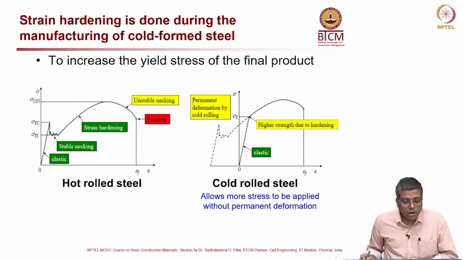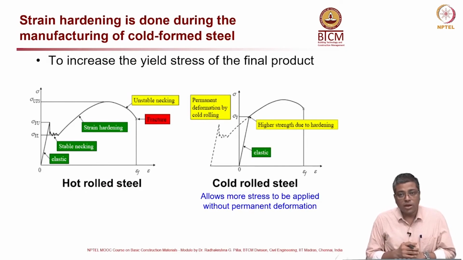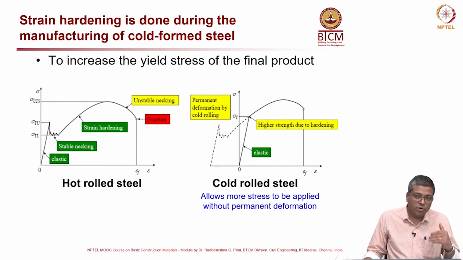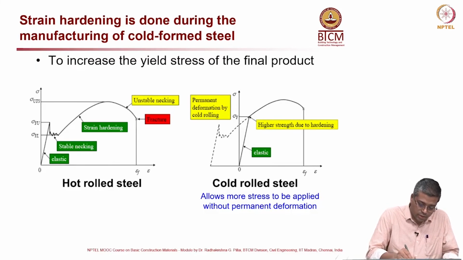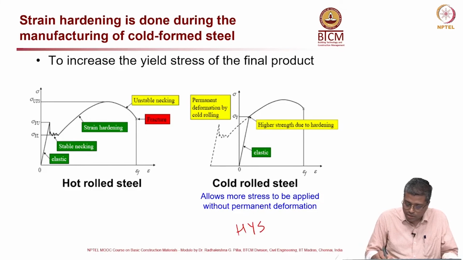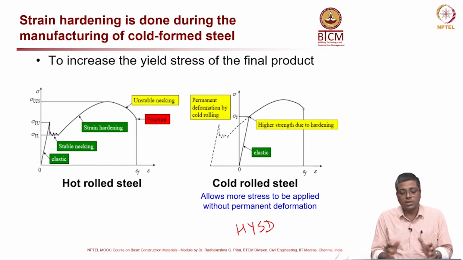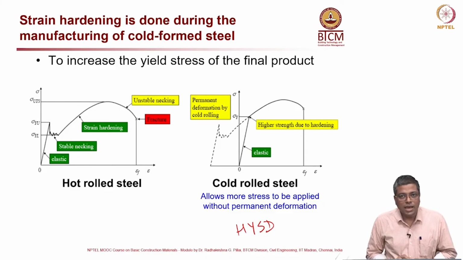Now, strain hardening is done during the manufacturing of cold form steel, because in the earlier time hot rolled steel was used, and that did not have very high strength, around 250 was the typical yield strength which was possible to achieve with hot rolled steel. So, there was a demand for higher strength steel. When I say higher strength, I mean high yield strength steel, HYSD. There was a demand for high yield strength deformed steel, HYSD. So, what the industry did was, they used this strain hardening technology.